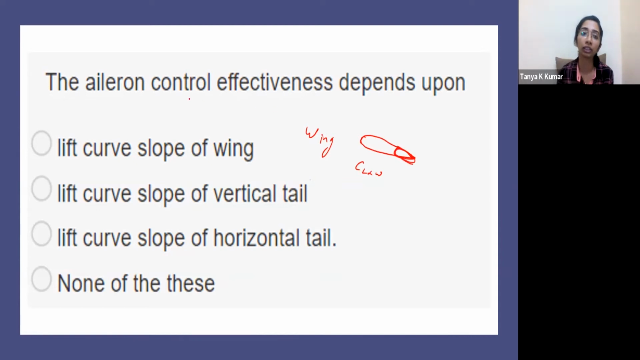Now, what is aileron control effectiveness? How much lift does it produce for a deflection? When you deflect the aileron down, what is the delta L? How much additional lift does it produce? That depends on your CL alpha. Your CL was CL naught plus CL alpha into alpha, right? So it depends on CL alpha, which is the CL alpha of the wing. So the aileron control effectiveness depends on the lift curve slope of the wing. That is how much lift is produced when you deflect the aileron. It depends on the lift curve slope of the aileron, which is the lift curve slope of the wing.